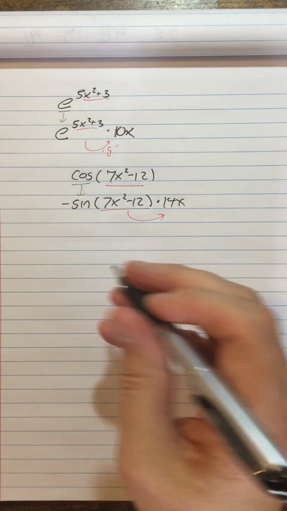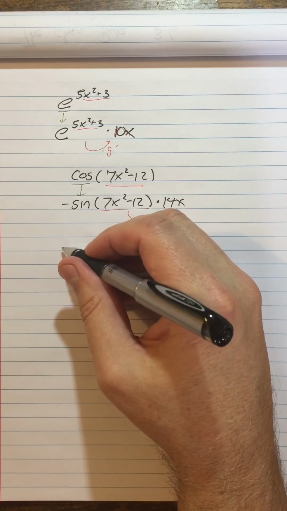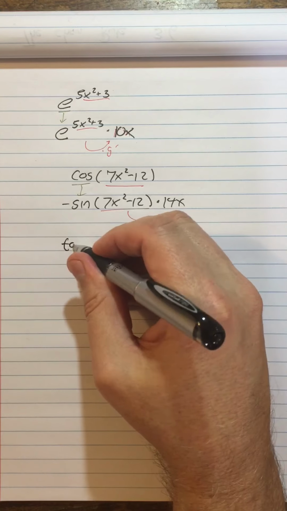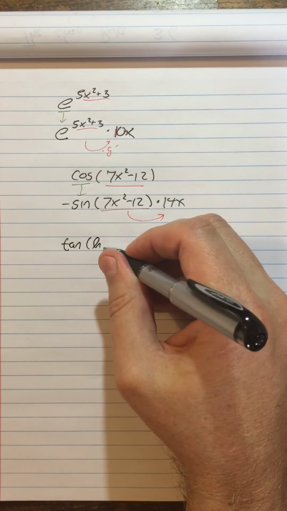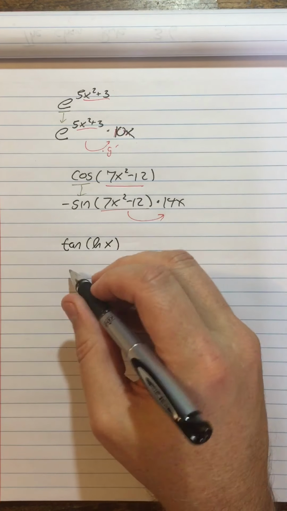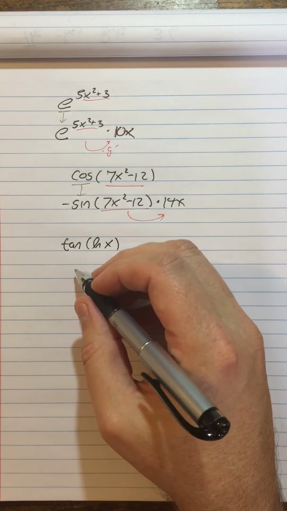So you try a couple of these. Let's do tangent of ln of x. Let's do sine cubed x, which, just to remind you so you can see the inside and outside function, means sine of x, cubed. Sine is your inside, cubed is your outside. Then ln of x to the 5th power.